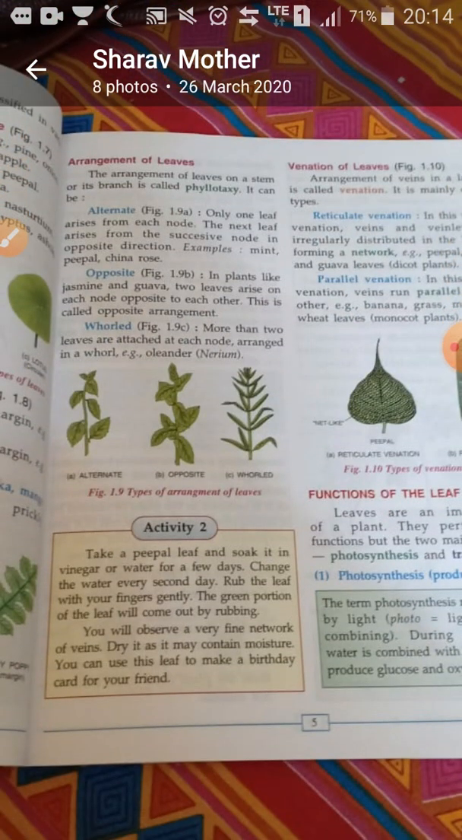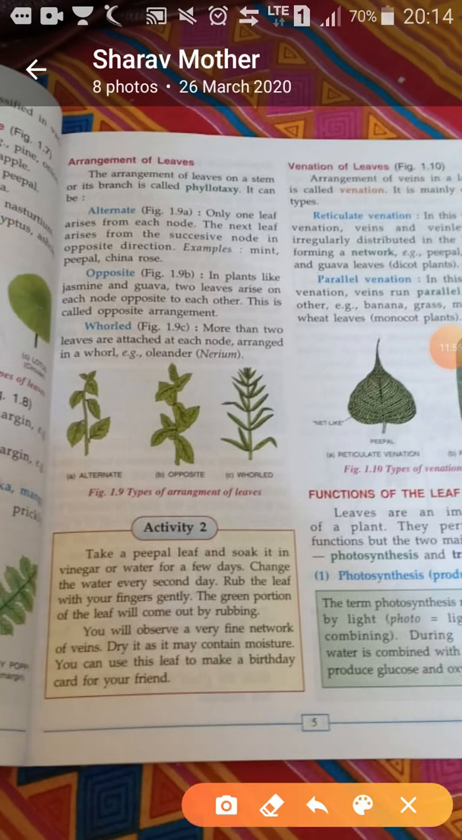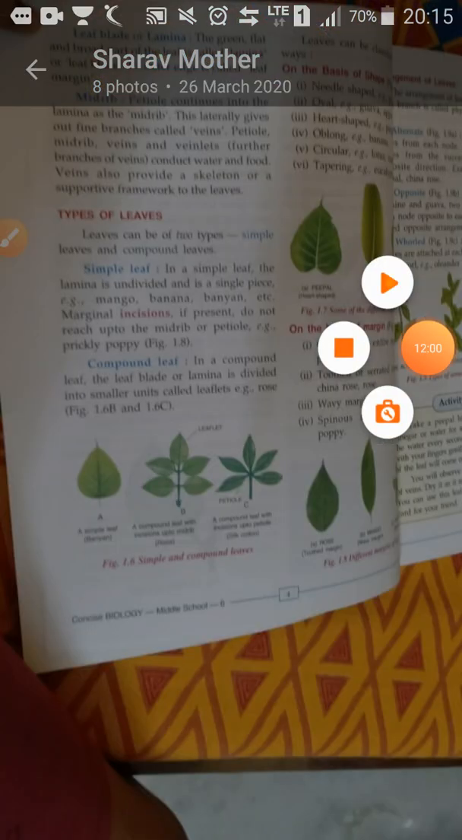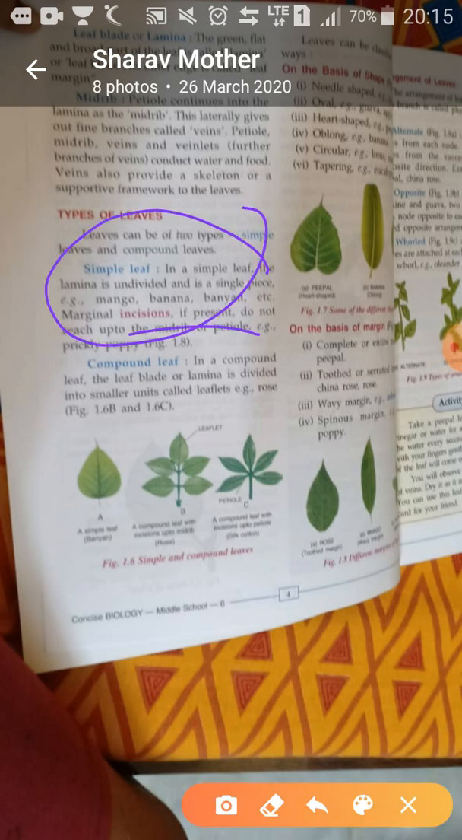Next we come to this portion about the arrangement of leaves. Okay, I forgot to read out the definitions of simple leaf and compound leaf. We'll first read out the definitions.